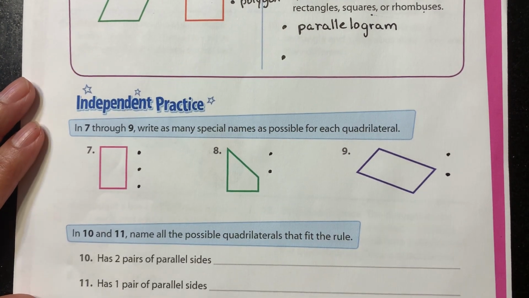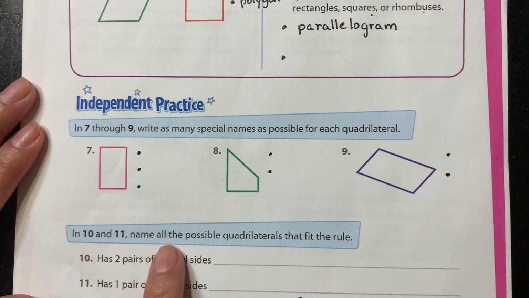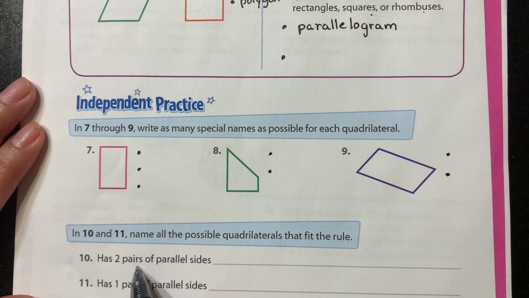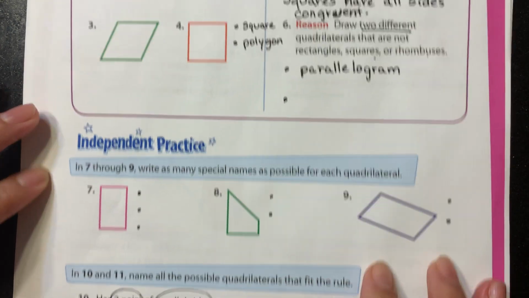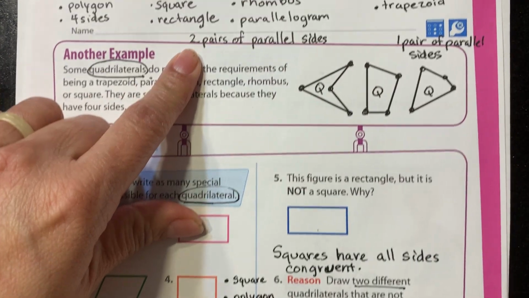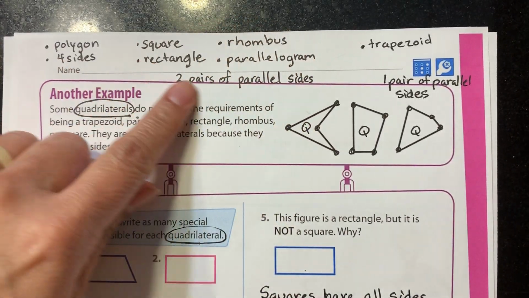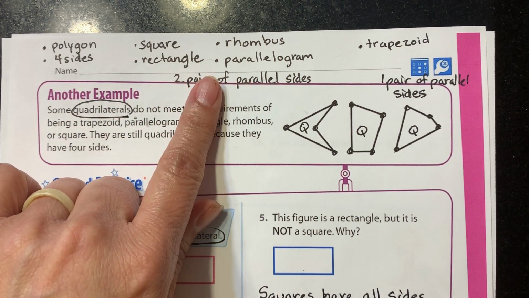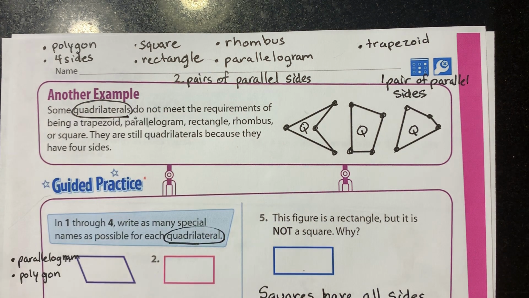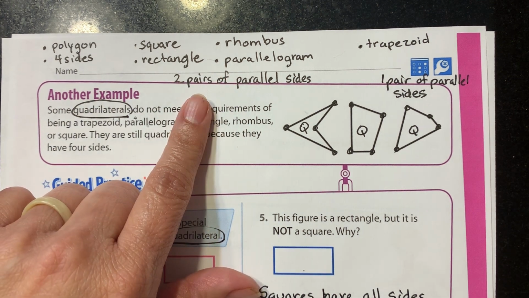All right, down at the bottom, you're going to have to read the attributes. It says, in 10 and 11, name the possible quadrilaterals that fit a rule. This one says it has to have 2 pairs of parallel sides. Well, remember, I told you that 2 pairs of parallel sides are in this category. So like I said, make sure that you do write this list for yourself before you get started on this lesson. It is very helpful.